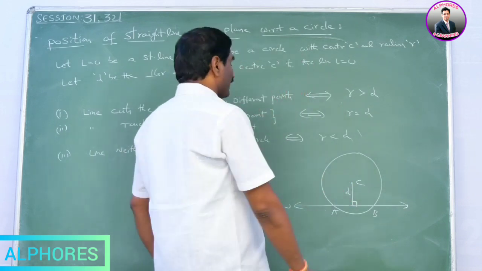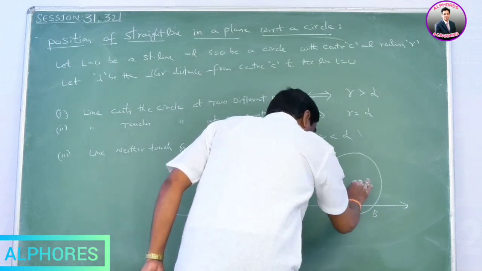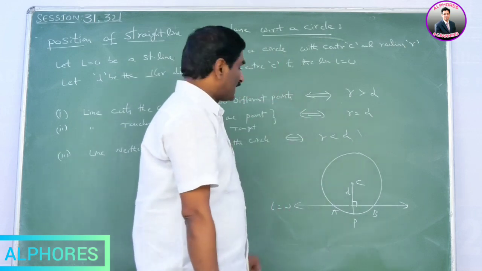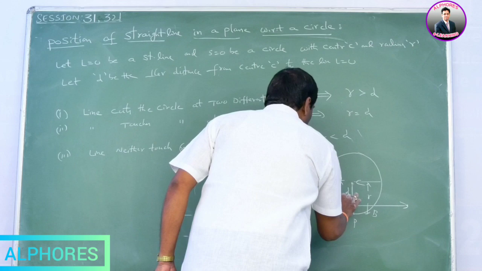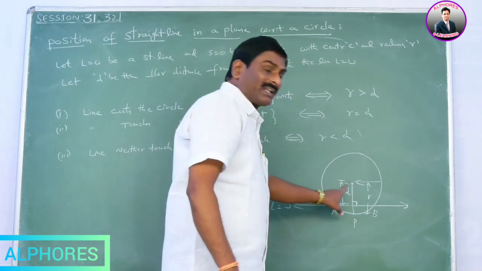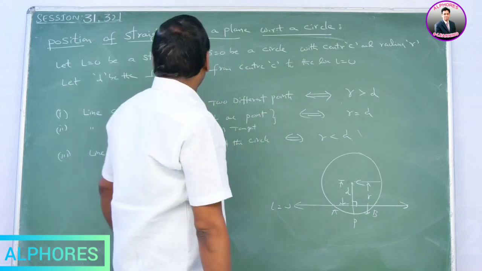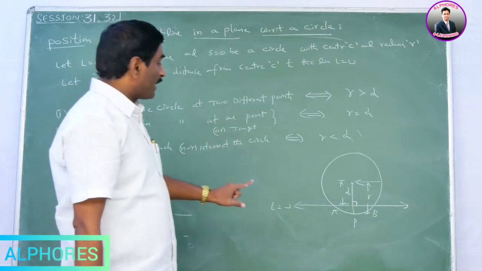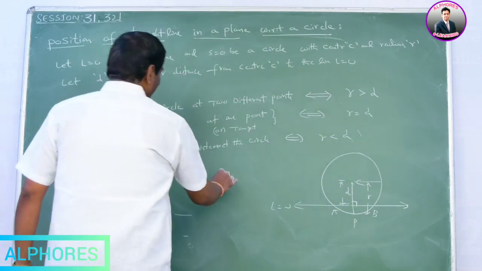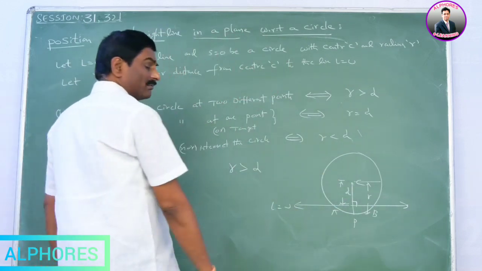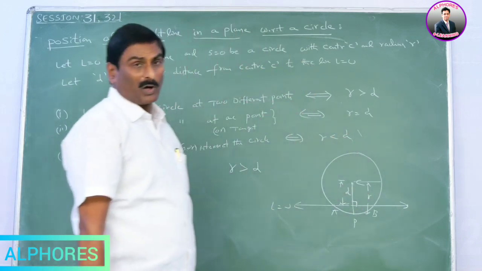The radius of the circle is from C to any point on the circle. Extend this line, say this is P. CP means R. Please observe these two values. Here, the value of D is always less than R, or R is greater than D. Say R is the radius and D is the perpendicular distance from the center to the line. If R is greater than D, then the line cuts the circle at two different points.